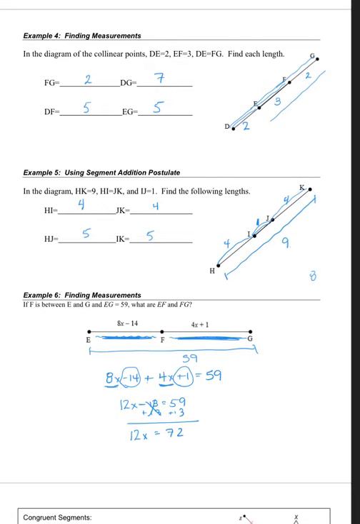And then we're going to divide by 12. So we're going to end up with x equals 6. So are we finished with this problem? I hope you said no, because it asked us to actually find the 2 pieces.